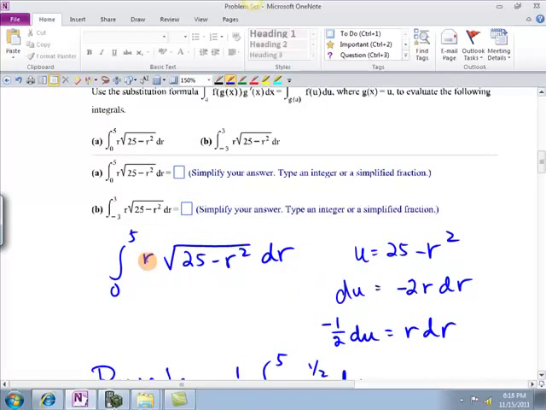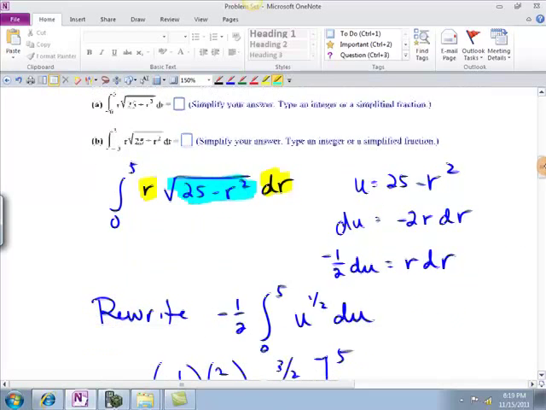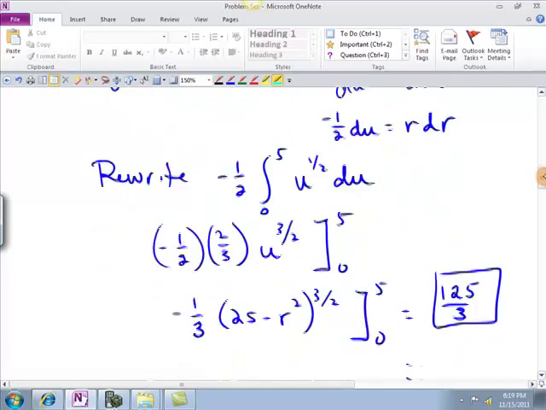Well, when we let this be u and this was du, then we're substituting, and dr is taken care of and this is taken care of. So when we rewrite the problem, we just have u to the 1/2 du, because du takes care of the r dr. Okay? All right.